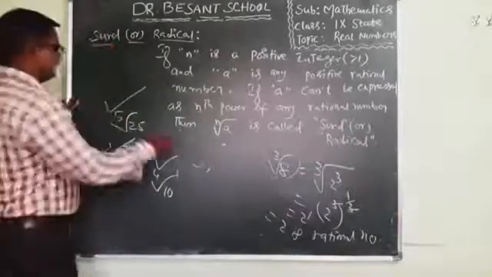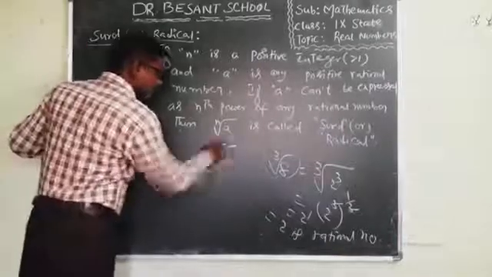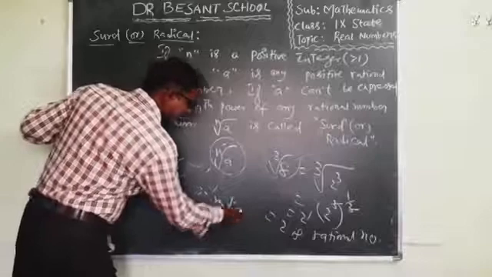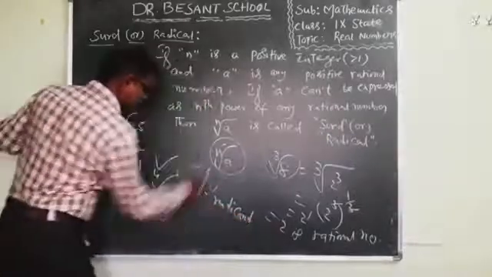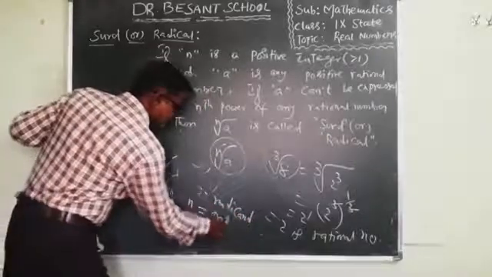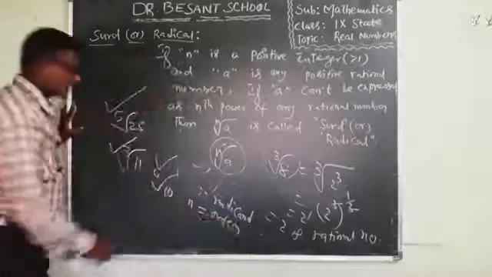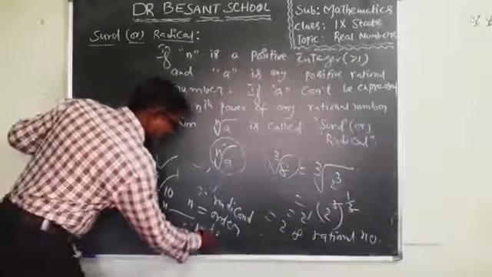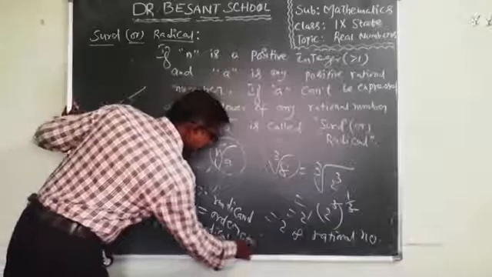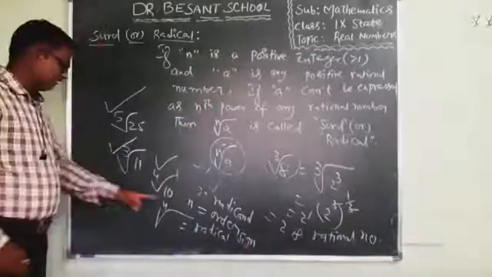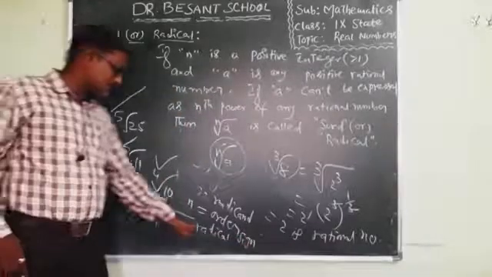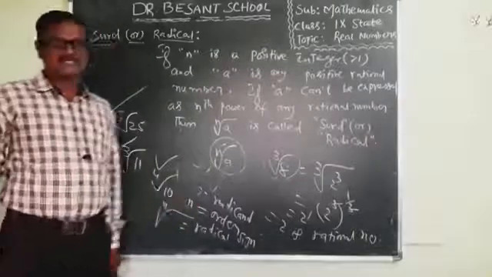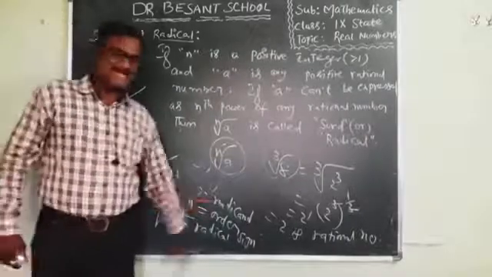Yes. So, in this nth root A, A is called the radicand. N is called the order of the surd. This nth root symbol is called the radical sign. Radical sign, S-I-G-N. Sign means a symbol. Where N is called the order of the surd, where A is called the radicand.